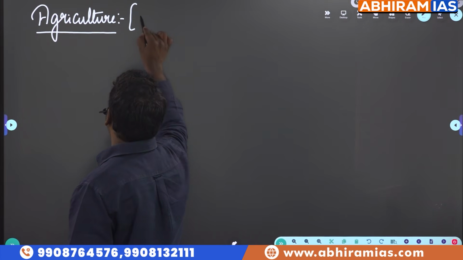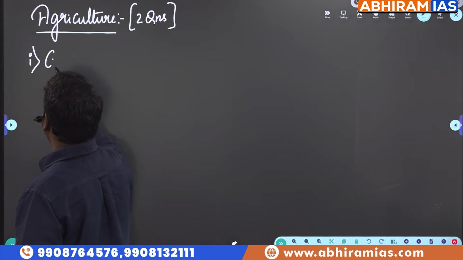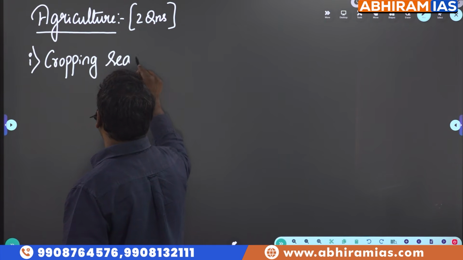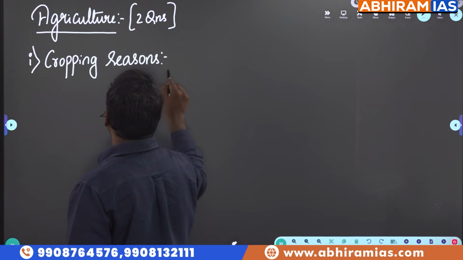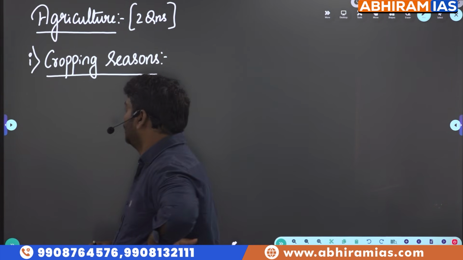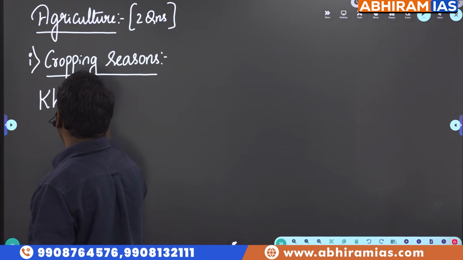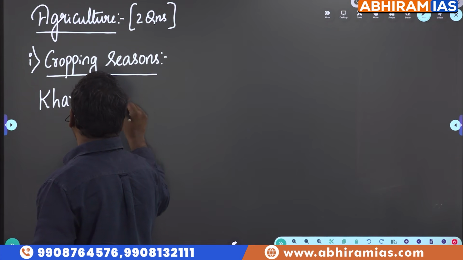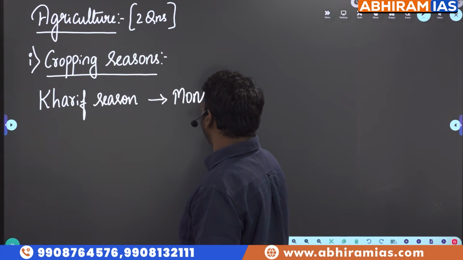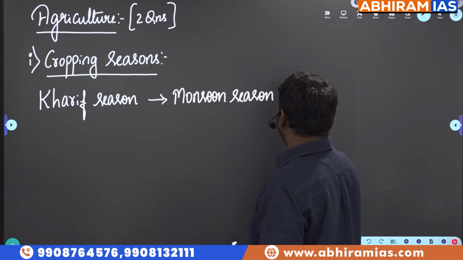Agriculture. You'll get two questions. One is for cropping seasons. First season, Kharif season. Kharif season is also known as what? Monsoon season.